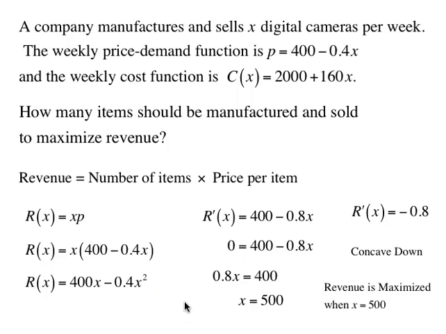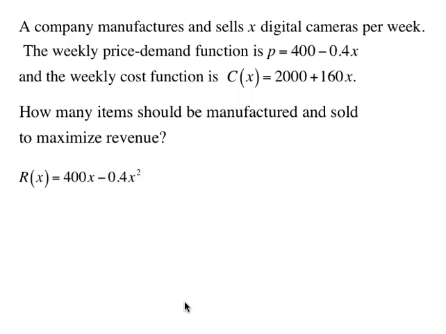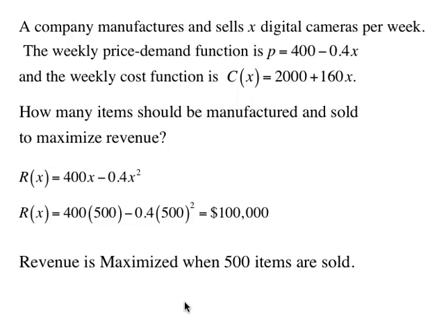So let's continue with that then. There is our revenue function. We said it would be maximized because it's concave down at the critical value of 500. So the revenue at 500 is 400 times 500 minus 0.4 times 500 squared, and we have 100,000. So revenue is maximized when 500 items are sold, and the maximum revenue is $100,000.